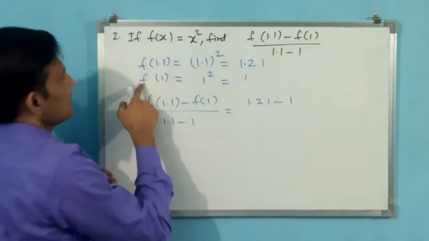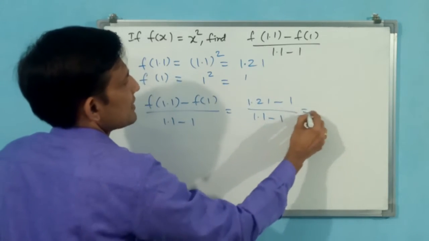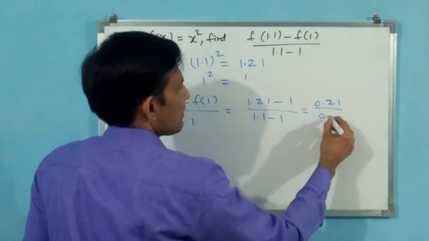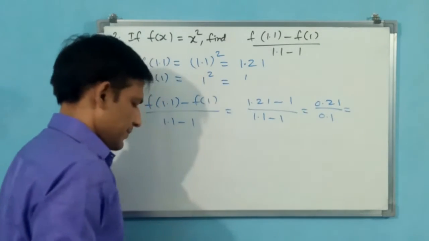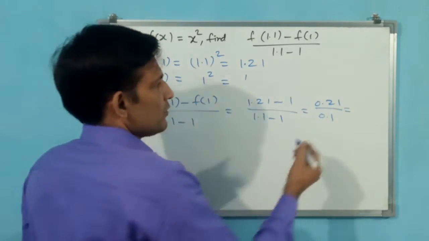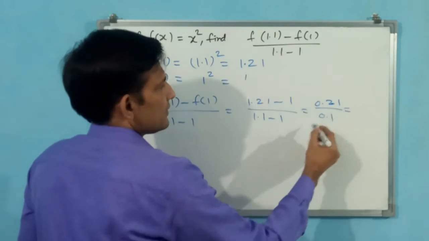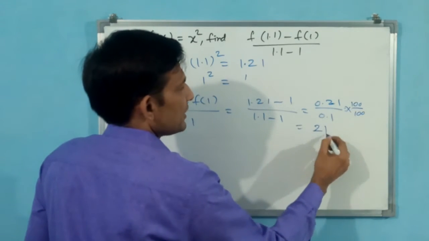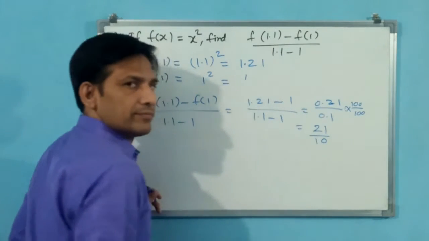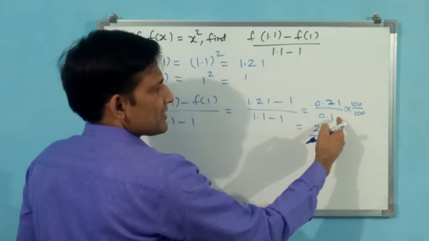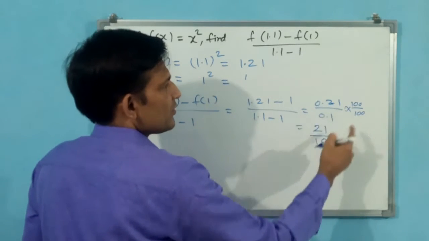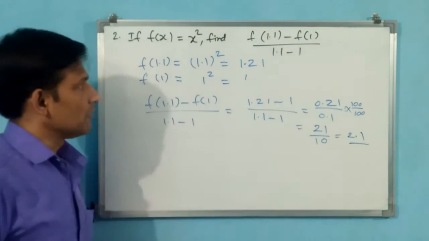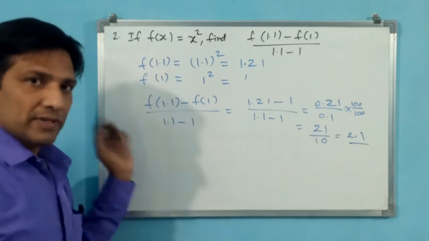Okay, now we write f of 1.1 minus f of 1 by 1.1 minus 1, that is equal to 1.21 minus 1 by 1.1 minus 1. Okay. 0.21 by 0.1. Okay. Now what I am going to do, I am going to multiply with 100 by 100. Then this will become 21 and this becomes 10. Into 10 means 2.1, but into 100 means this is 10, this is 21. 2.1 is the answer. Okay. Write this answer, then we go for the third question.